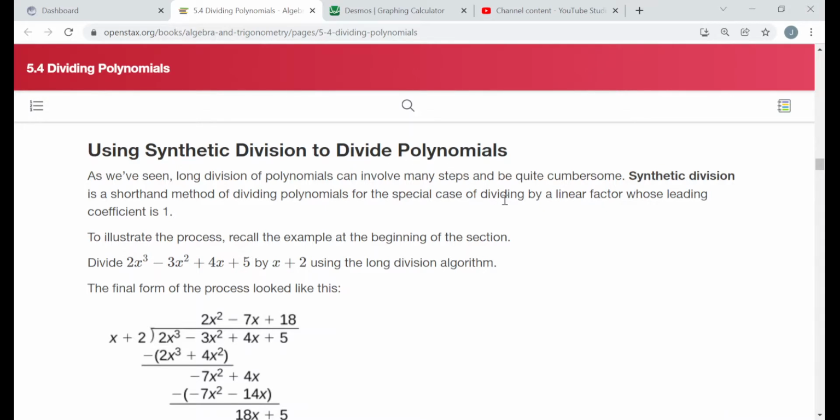Each example I'm doing is either going to be one of the examples from the reading, or one of the try it problems from the reading, or one of the exercises at the end of the section that are related to this particular objective.